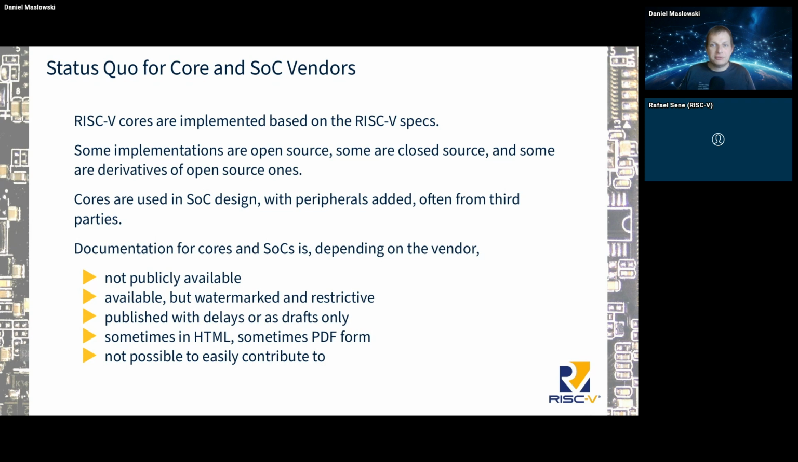So yeah, it really depends on the vendor. I've seen things ranging from 0 to 100, if you will. There is some where there is currently no publicly available documentation at all. There is some where you would find something, but it's watermarked or sort of restrictive. It might not even actually contain everything. Sometimes there is hardware that is already being sold, but there is no manual yet, and it's published with a delay. Sometimes it is just a draft and so on.